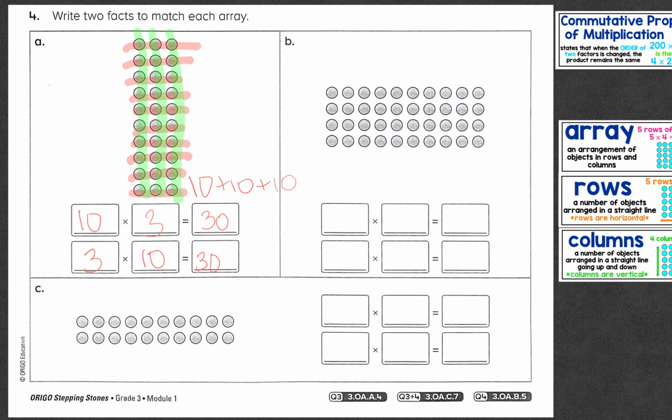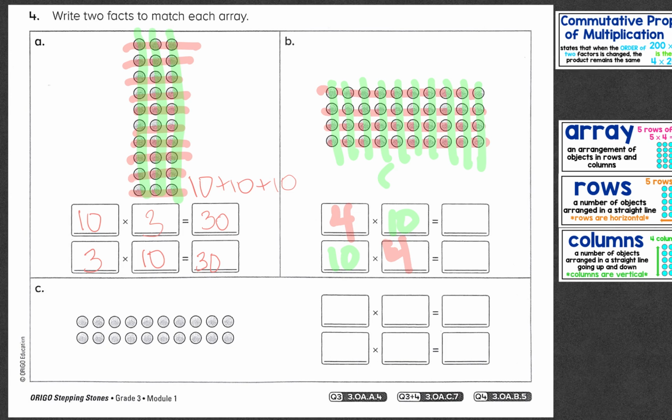So I can do the same thing on these next two. I'm going to first count my rows. 1, 2, 3, 4. I'll write a 4 in here. And then I'm going to count my columns. 1, 2, 3, 4, 5, 6, 7, 8, 9, 10. And then I'm going to put a 10 in here. Now, again, 4 times 10 or 10 times 4. Either way, we can count the easiest way that our brain can think.